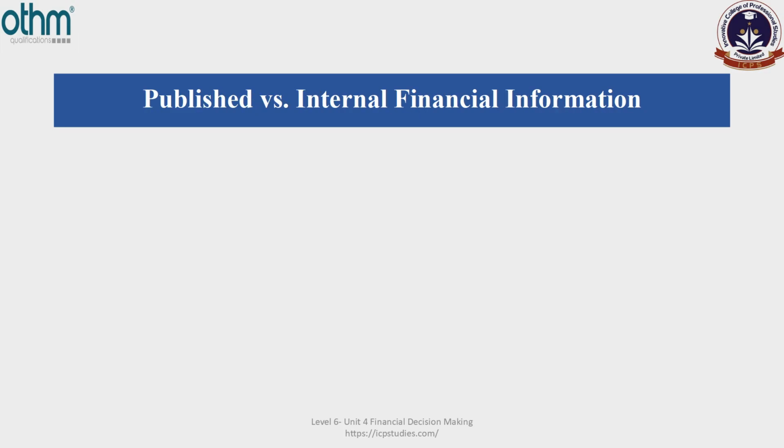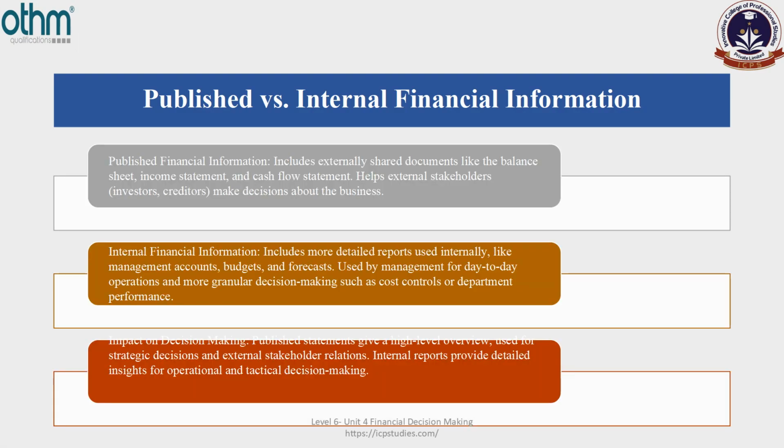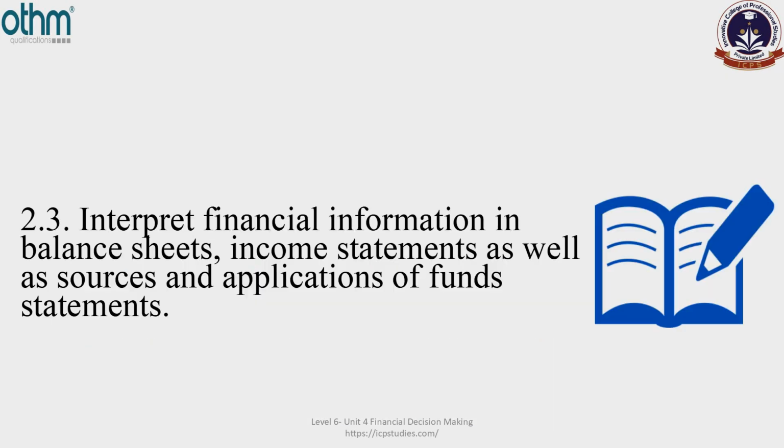Then we have published versus internal financial information. If you talk about published financial information, then it includes externally shared documents, for example, balance sheet, income statement, and cash flow statement. If we talk about internal financial information, then it includes more detailed reports that are used internally. If you talk about impact on decision making, then published statements give a high-level overview used for strategic decisions and external stakeholder relations.